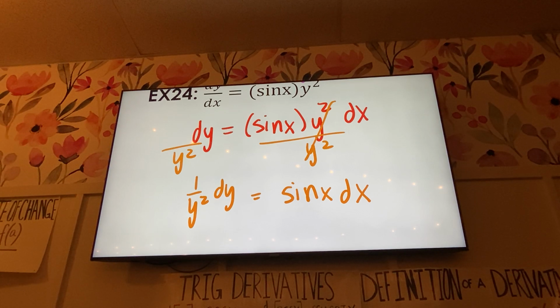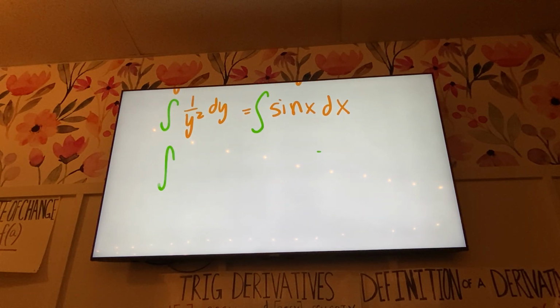Okay, and then I'm going to integrate. Now 1 over y squared, it has an exponent, that is not ln. That's regular power rule. And so how can I rewrite that so it's something that's easier to integrate? Negative 2. So I'm going to rewrite this as the integral of y to the negative 2 dy equals the integral of sine x dx.